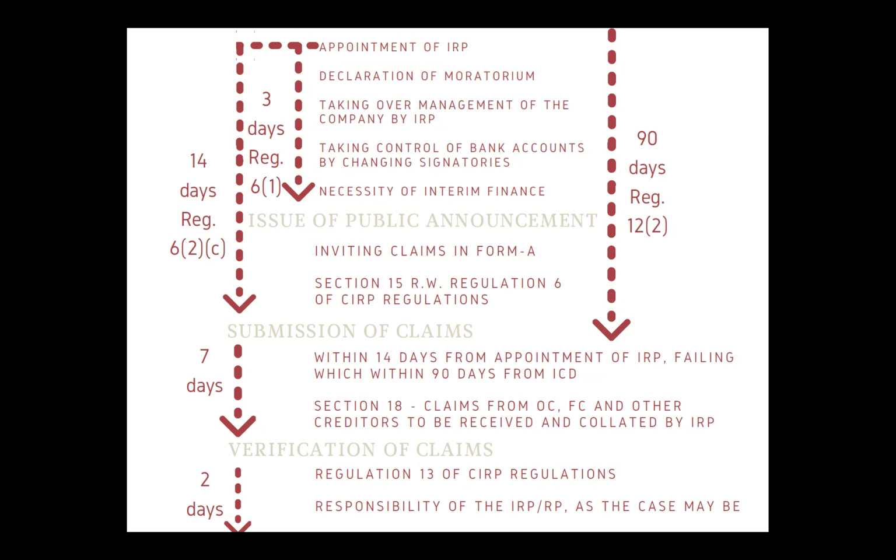The submission of claims from the appointment of IRP is something which is done, and after the claims have been received within the 14 days, within 7 days thereof, you can find that arrow as well from the submission of claims. Within 7 days, verification of claims will be done. And this verification of claims is also the responsibility of the IRP.